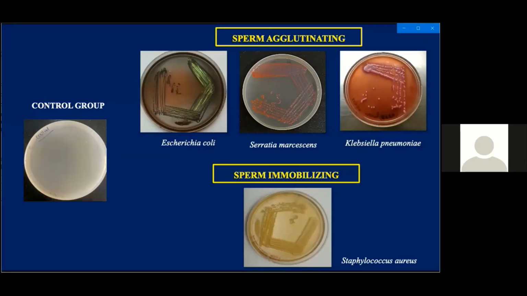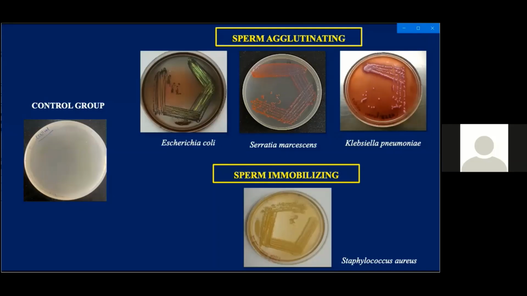Similarly, in case of Serratia marcescens, when the homogenate was streaked on nutrient agar, we could get red colonies, again indicating that the organism is the same as it was administered. Similarly, in case of Klebsiella pneumoniae also, when the homogenate was streaked on MacConkey agar, we could get beautiful pink mucoid colonies, again indicating that the same organism has been established over there, the one that was administered.